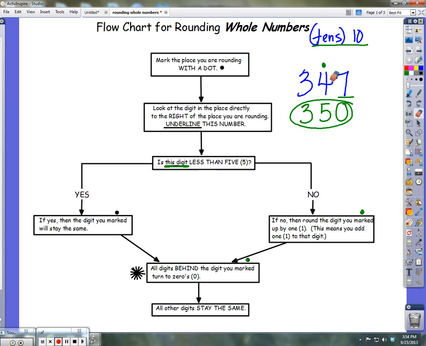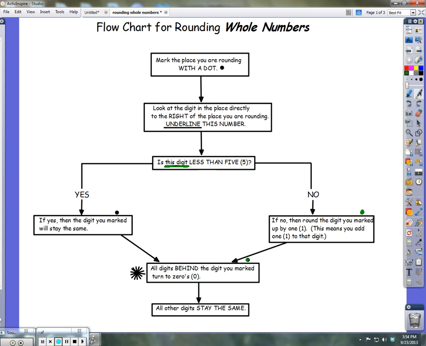Let's look at another number. This time let's take a 4-digit number, because this process or algorithm works no matter how large your whole number is. Let's take 5,132, and we're going to round this time to the nearest hundreds place or to the nearest 100.